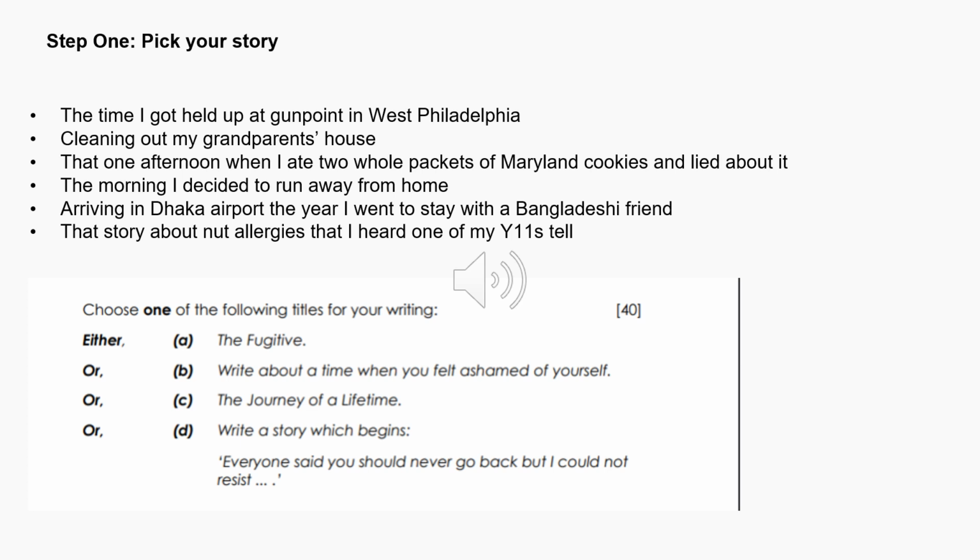The Journey of a Lifetime, another sort of ironic one. I think almost all of us have decided at some point in childhood, whether seriously or in a performative outrage with our parents, that we're going to run away from home. And we've packed a bag and we've thought about it. And it's a generic story because it's such a common story. So that one would work in the same sort of way.